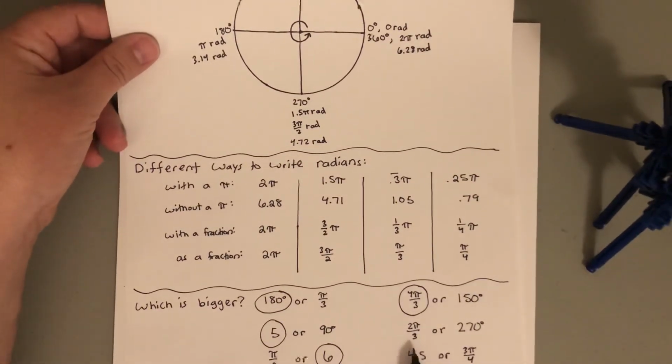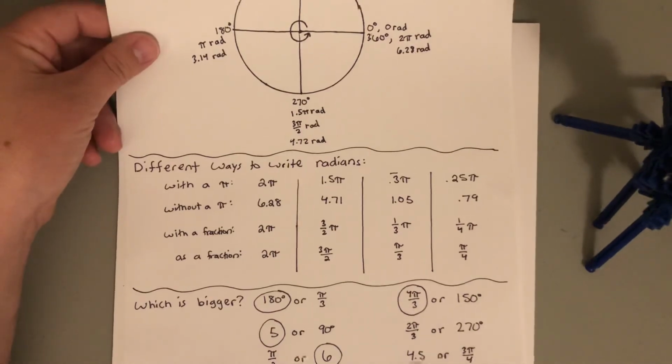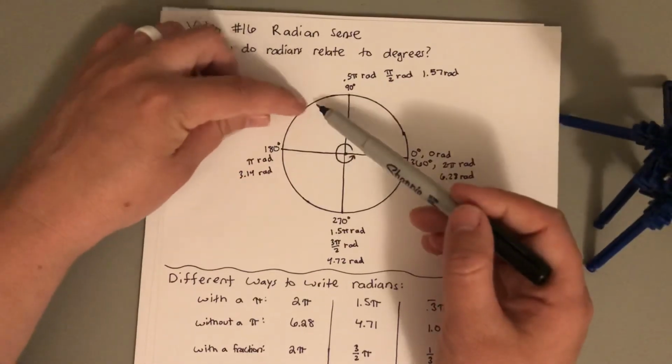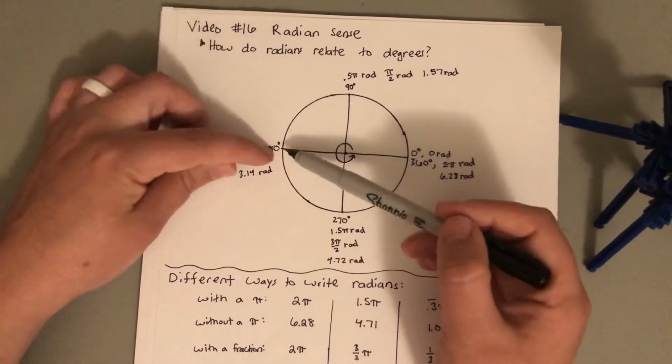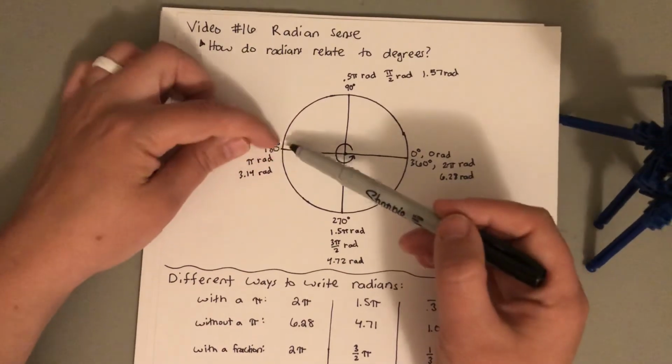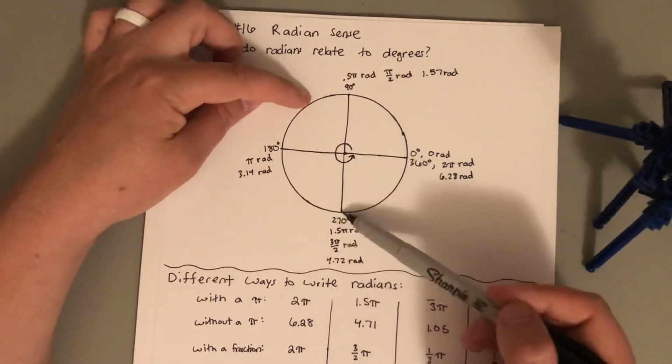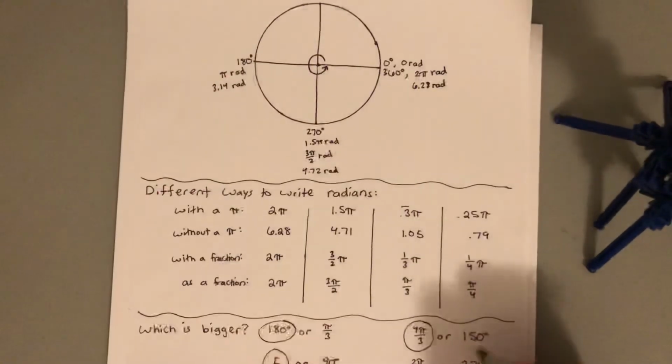In this one, we have 2 pi over 3 or 270 degrees. Well, 2 pi over 3 is less than pi because it's 2/3 of a pi. So that's going to be somewhere before the 180 degree mark because 180 degrees is 1 pi. 2/3 pi is going to be less than that. And 270 degrees is more than that. So 270 is bigger.